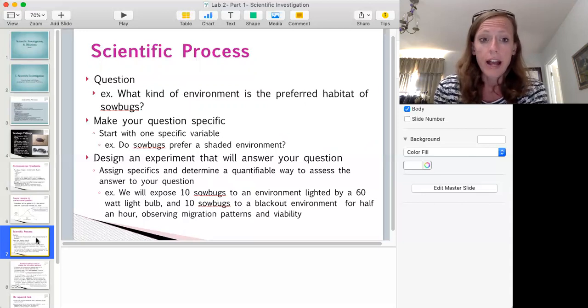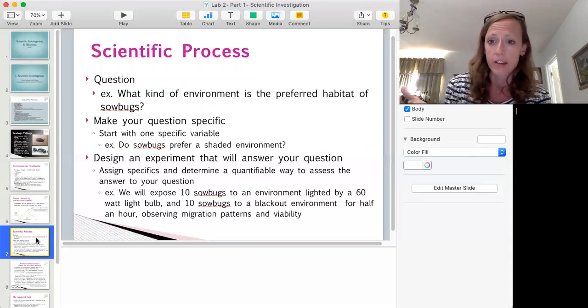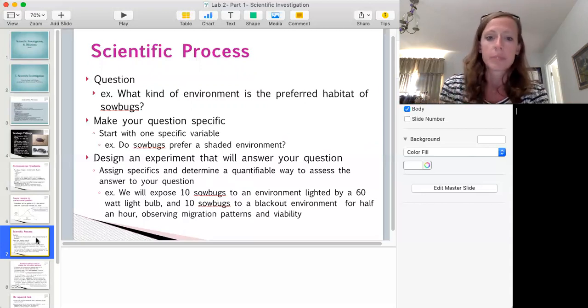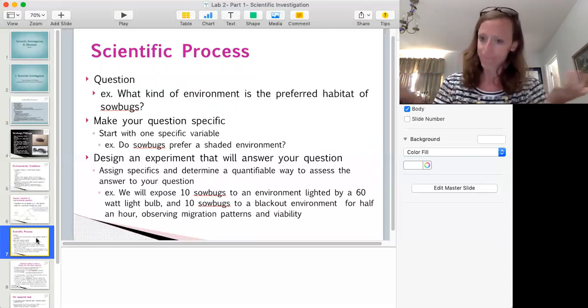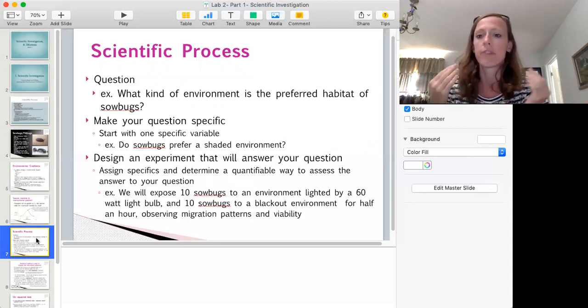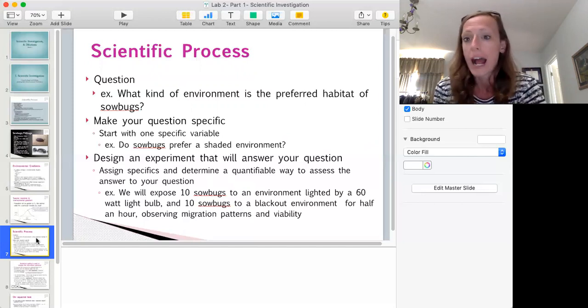Today, our question is going to be, what kind of environment is the preferred habitat of Sowbugs? So you want to make a specific question. You want to start with one specific variable just to keep it simple. We're going to do a simple gradient first, okay? Do Sowbugs prefer light? Do they prefer shade? Do they prefer pitch black?